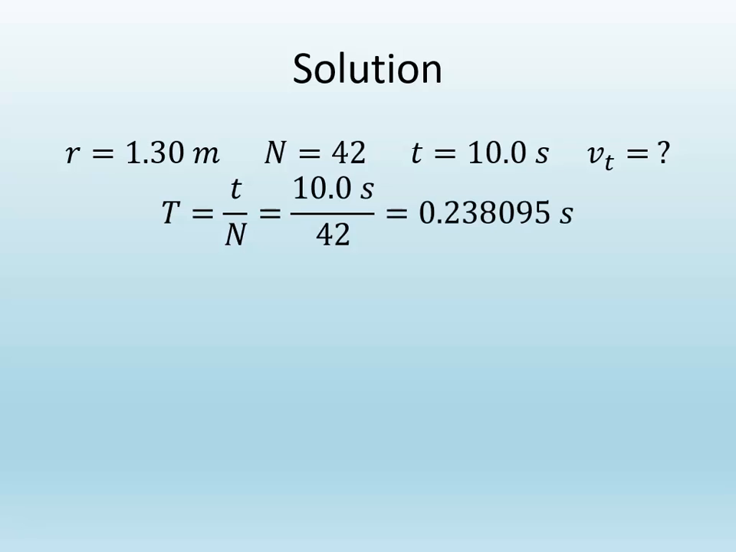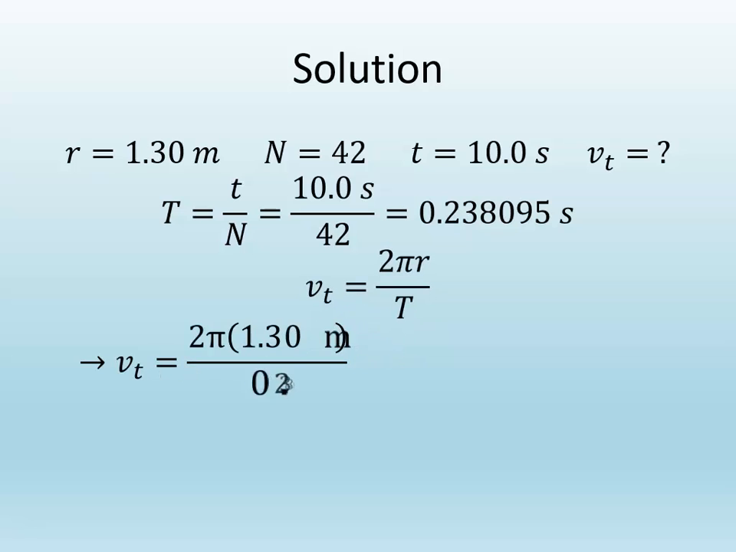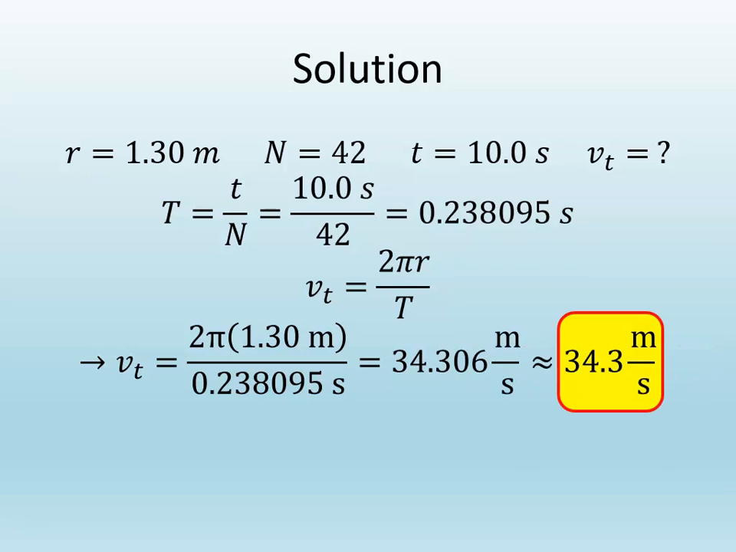So the period is the time divided by number of loops. So 10.0 seconds for 42 loops. So there's our period. Tangential velocity, 2 pi r over period. So we plug the numbers in. So we have 2 pi times the radius divided by the period. That turns out to be 34.3 meters per second. That's pretty fast. That actually translates to about 75 miles per hour.